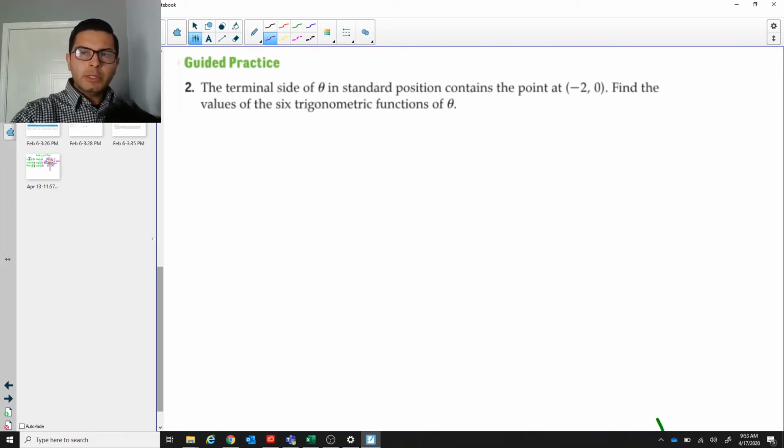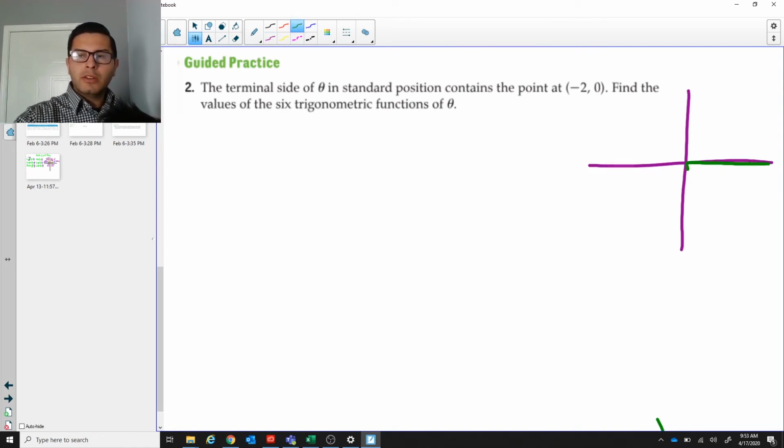Now, if we were to draw this out, what would this look like? We know a couple things. We know that our initial side is going to be right along that line there because our initial side is always there. Now, where is our terminal side? Well, the terminal side is going to be wherever the point is. Now, there is a point at -2, 0. So -2, 0 is about right there, let's say. That means this is going to be our terminal side, and this is going to be our angle right over there.